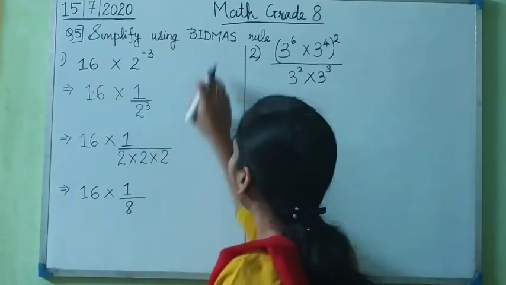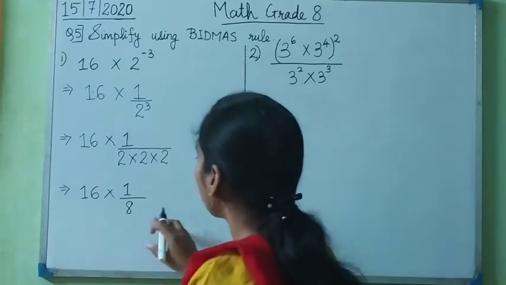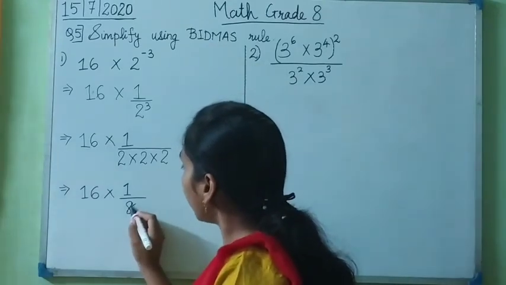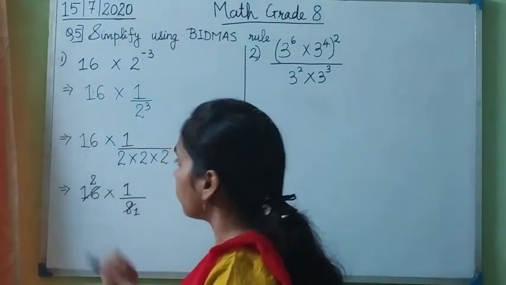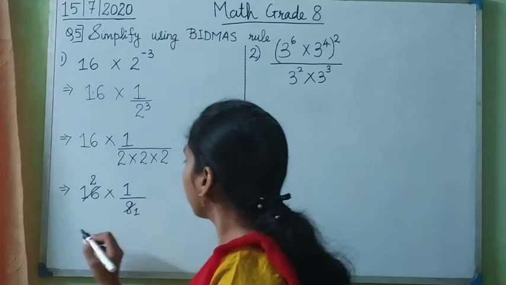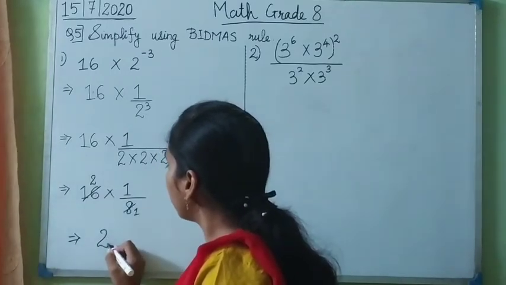Now this is what? Multiplication. There is no division. There is multiplication here. So what do we do? We multiply. 8 ones are 8. 8 twos are 16. Okay. So this becomes 2 into 1, which is equal to 2.